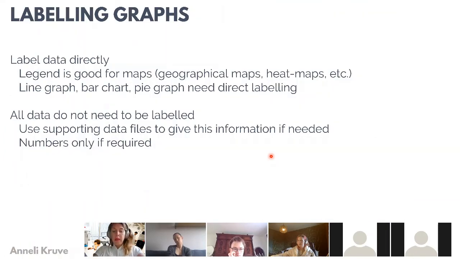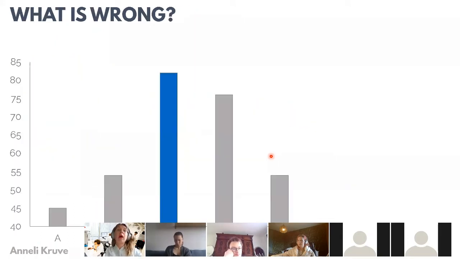And labeling. Well, sometimes we need to add labels to the graphs as well. It is not by far needed for all data, but for the information that is most important. So let me show.